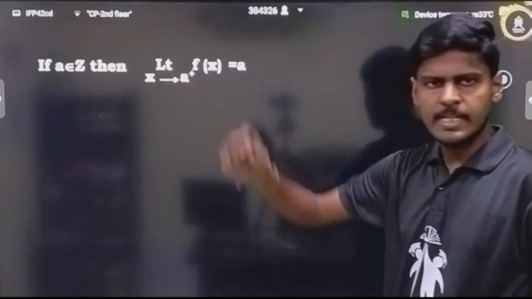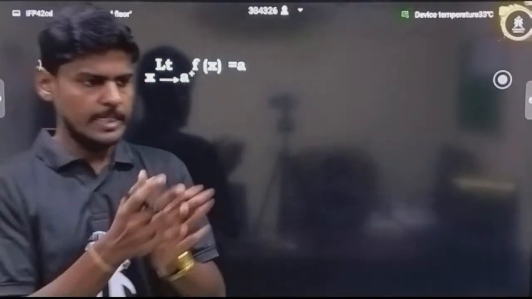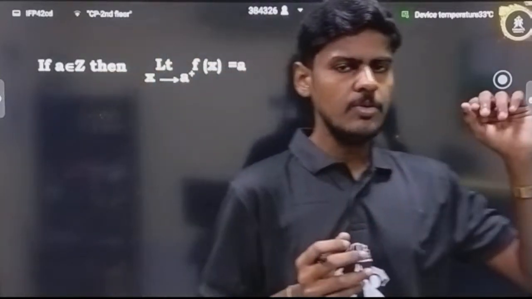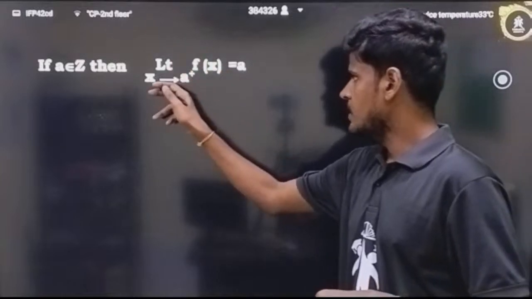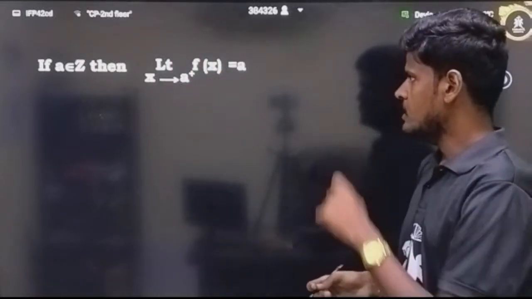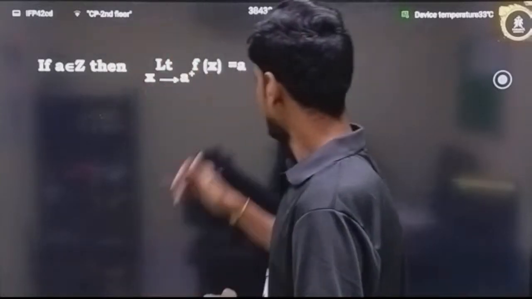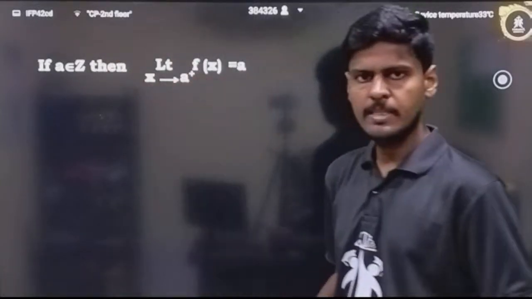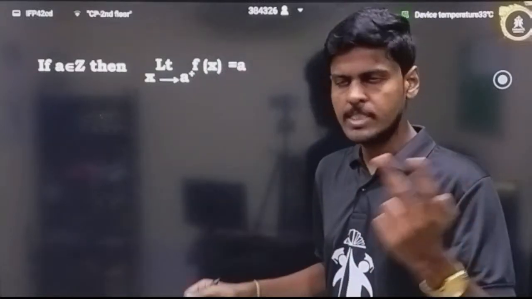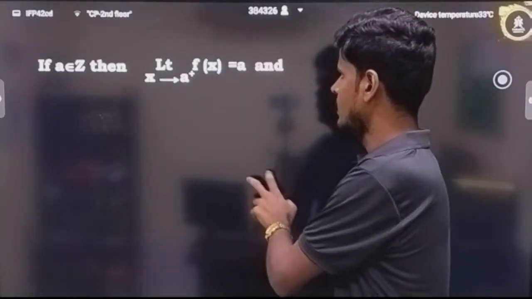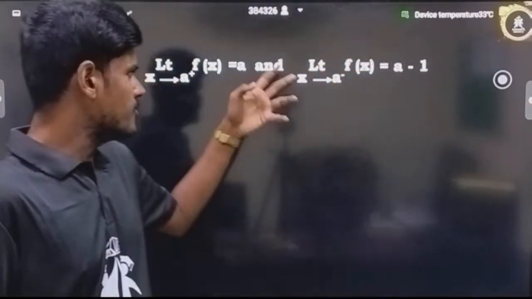Okay, first we have discussed that if a is not an integer, it is a continuous function. Now what about integral values? When a is an integer, suppose we take a equal to 2. Then limit of x tends to a plus, that is 2 point some number, f of x will be 2 itself. And limit of a minus f of x, what is f of x here?